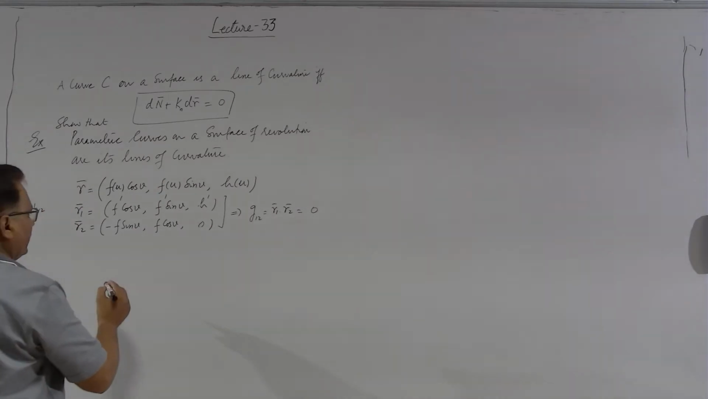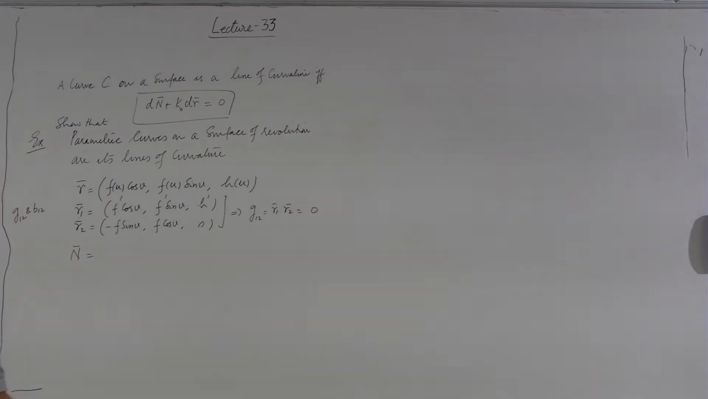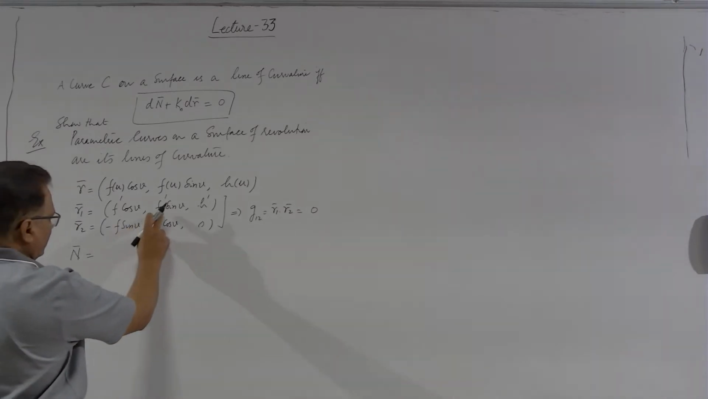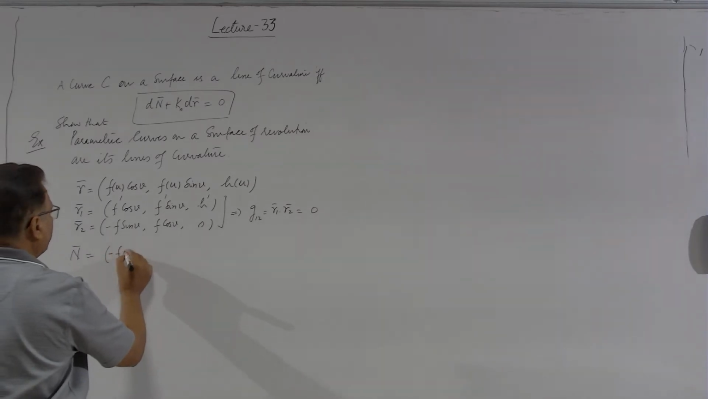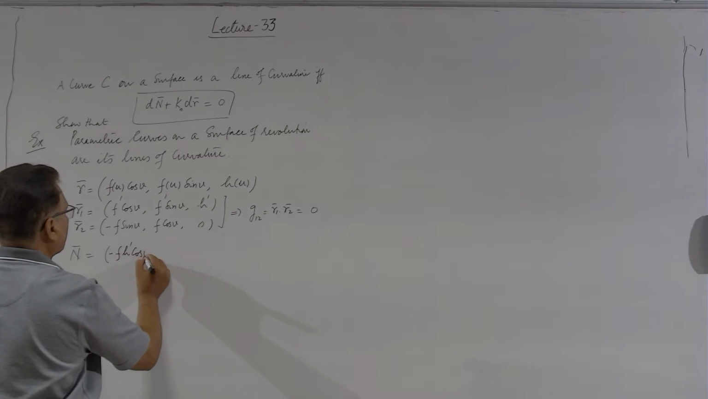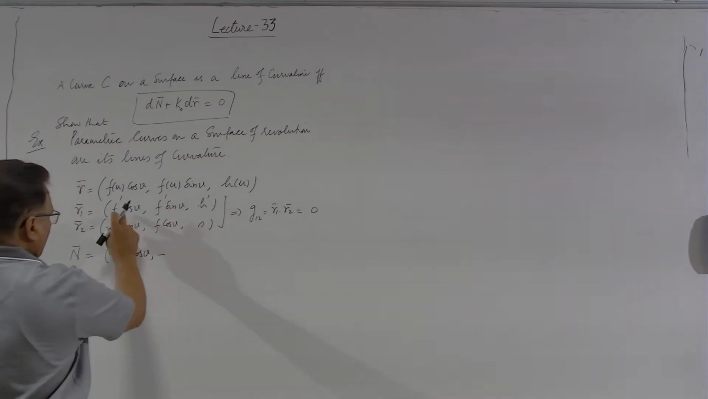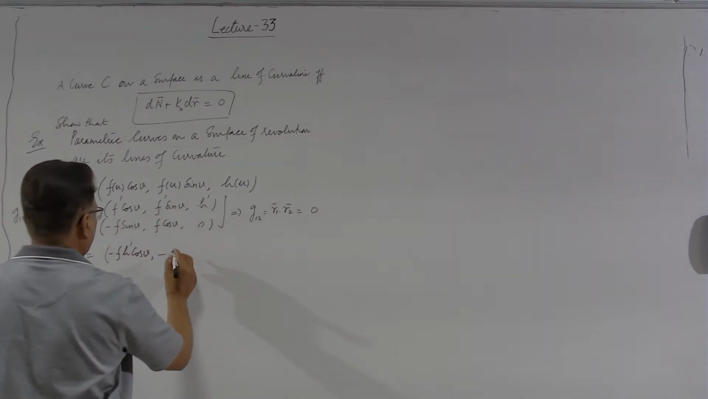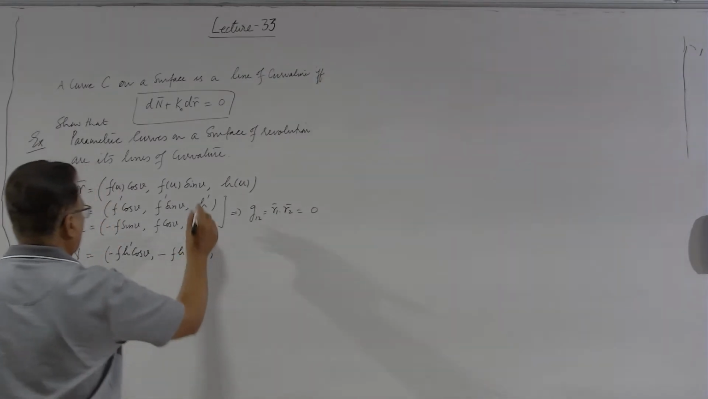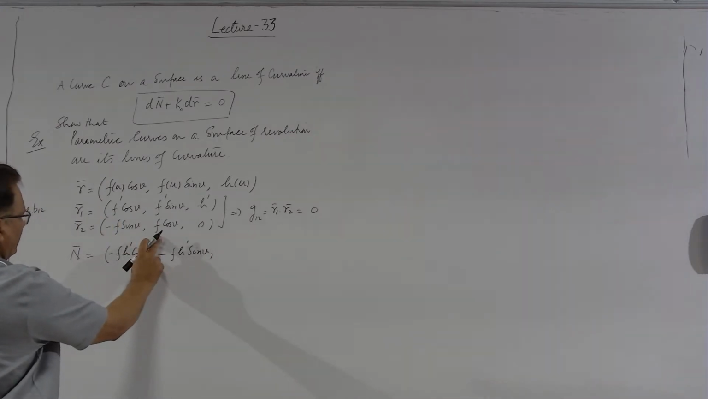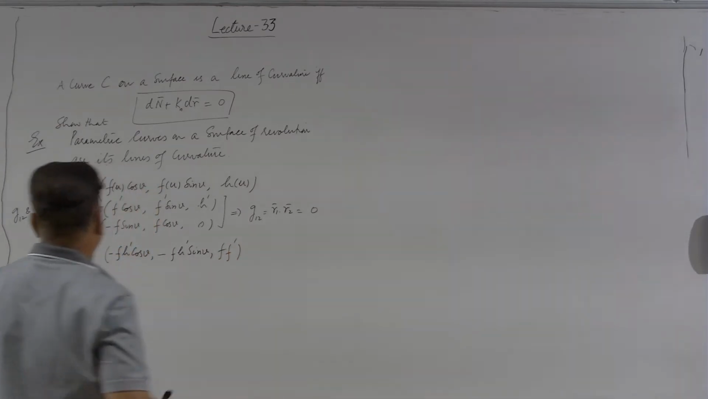For B12 I need to compute n. I can consider the cross product of r1 and r2, that will be minus f h' cos v, then minus f h' sin v, and then f f' cos square v plus f f' sin square v. So, this is simply f f'.